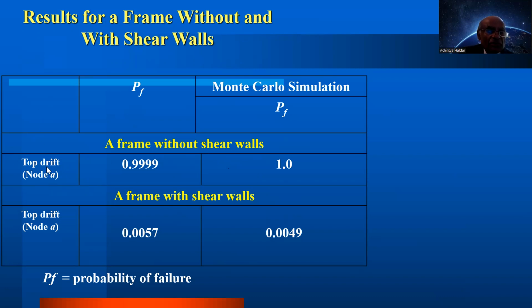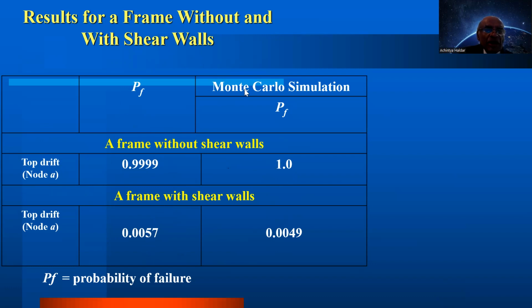For this particular frame, I made it really weak so that it would fail, a 100% probability of failure. When I verified it with Monte Carlo simulation, it is 1. It is basically giving me a good result. But when I put in the shear wall, that risk has gone down to about 10 to the power minus 3, and both the reliability method and the Monte Carlo method work.